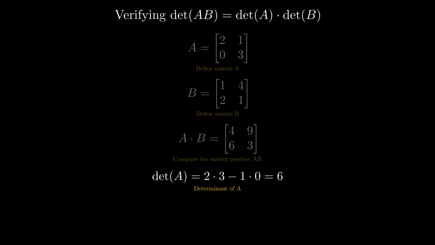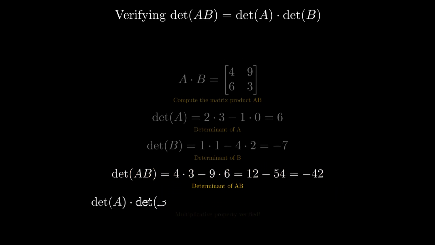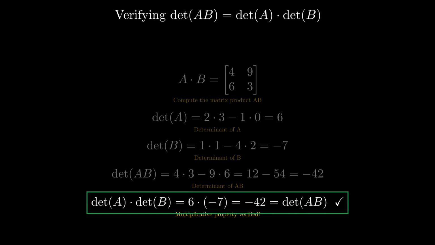The determinant of A equals 2 times 3 minus 1 times 0, which equals 6. The determinant of B equals 1 times 1 minus 4 times 2, which equals negative 7. The determinant of AB equals 4 times 3 minus 9 times 6. That's 12 minus 54, which equals negative 42. Now let's check. 6 times negative 7 equals negative 42. That matches the determinant of AB exactly. So the multiplicative property holds perfectly in this example.